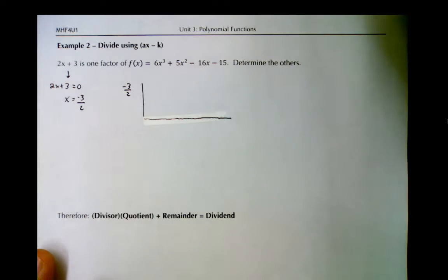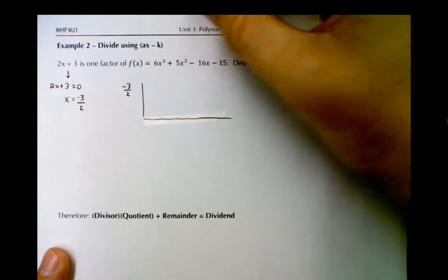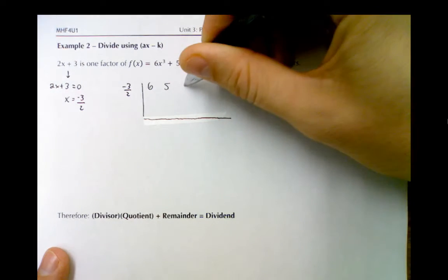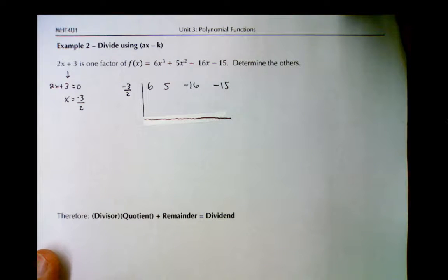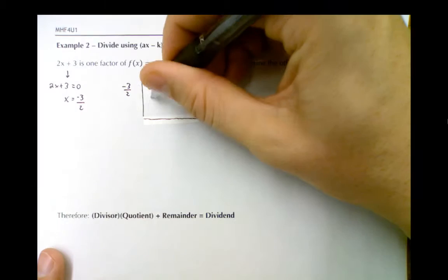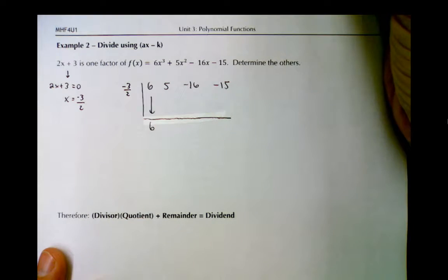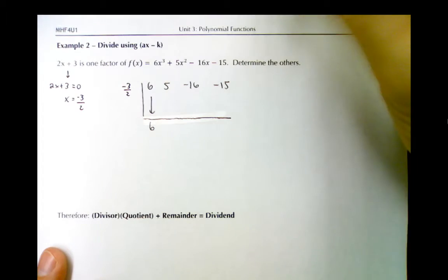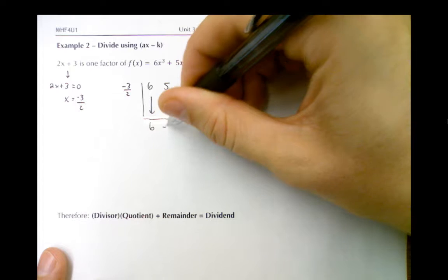And the coefficients that are being written above are the coefficients from our terms in decreasing order of power. So we got 6, 5, negative 16, and negative 15. The process looks the exact same. Bring down the number, and then multiply negative 3 over 2 by 6. Negative 3 times 6 is negative 18, divided by 2 is negative 9. Add down the columns, you get negative 4.